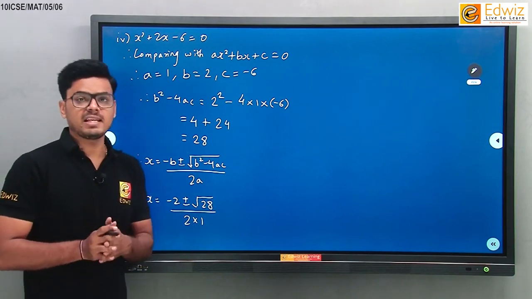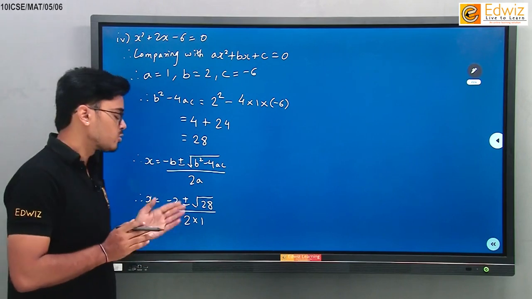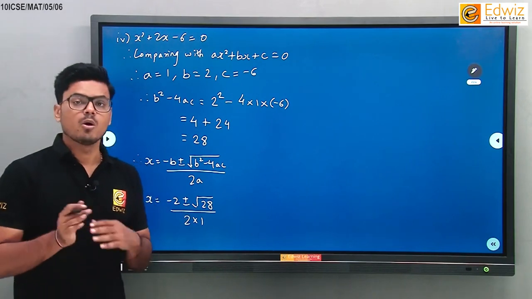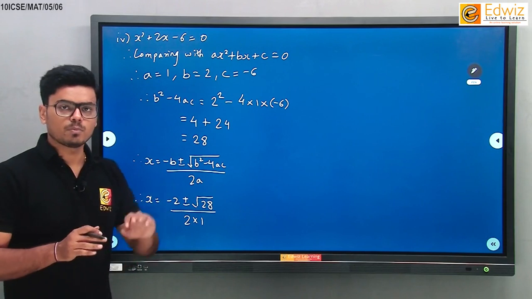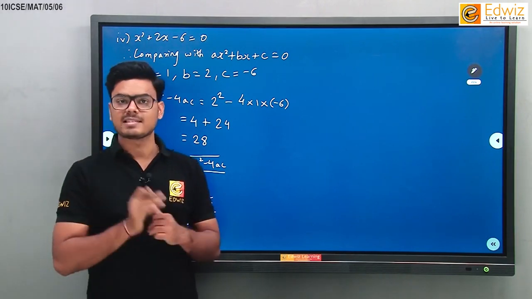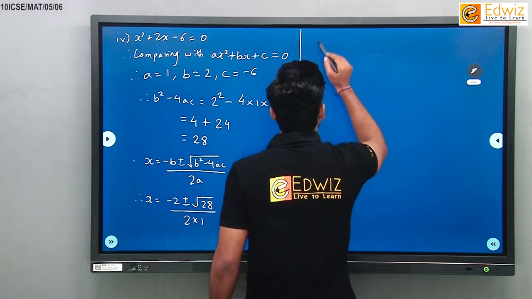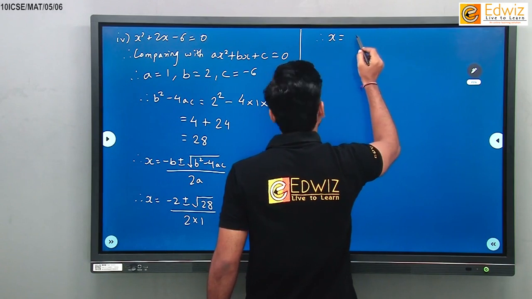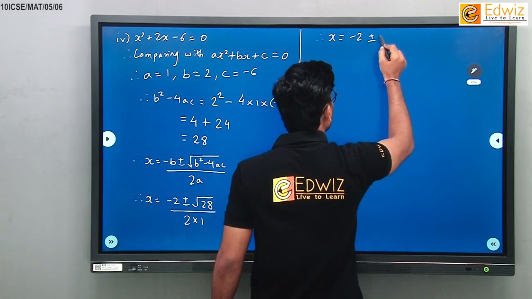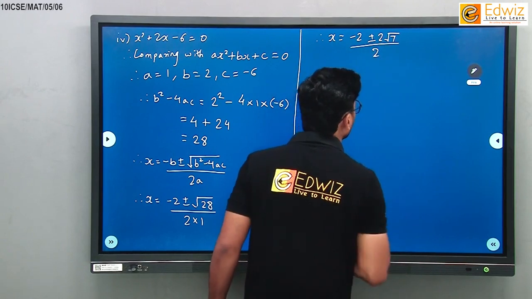Now root of 28 is root of 4 multiplied by 7. 4 7s are 28, right? So root of 4 multiplied by 7. From that, the square root of 4, which is 2, will come outside. So root 28 can be written as 2 root 7. Okay. So let us write it as 2 root 7. x will be equal to minus 2 plus or minus 2 root 7 divided by, once again, only 2.